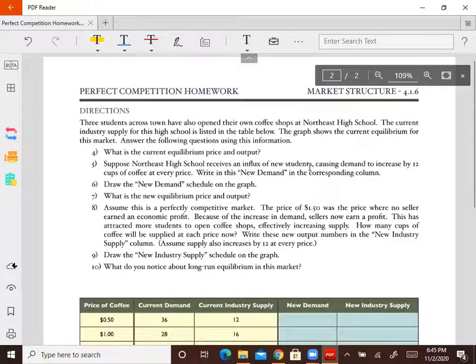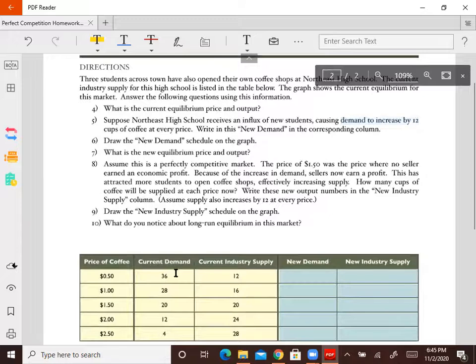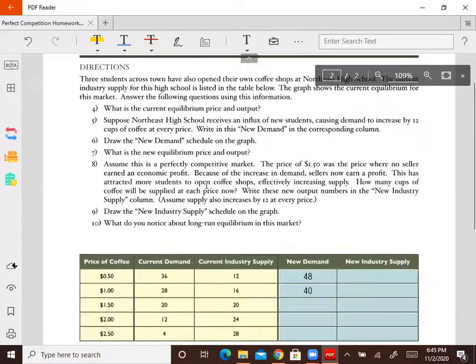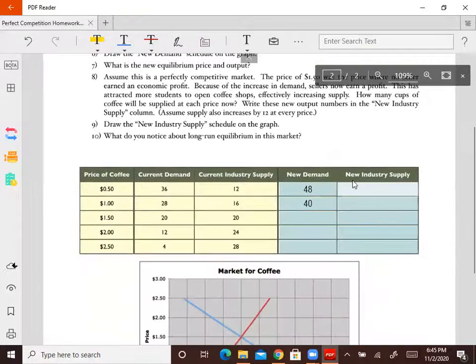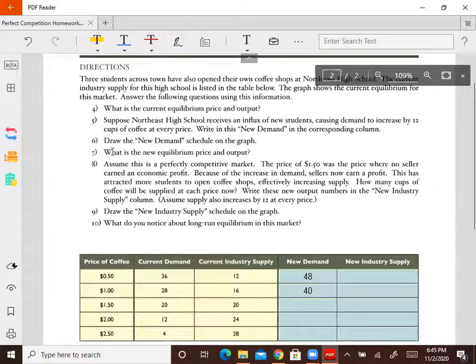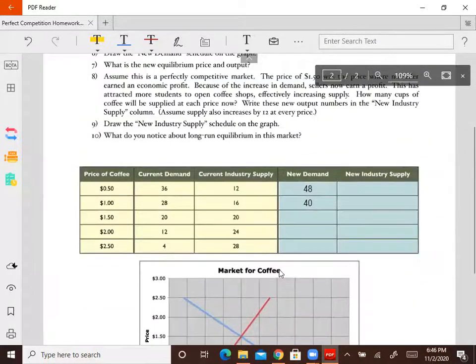Suppose Northeast High School receives an influx of new students, causing demand to increase by 12 cups of coffee at every price. Write this new demand in the corresponding column. So if your demand is increasing by 12, all you're going to do is add 12 to your demand column. So 36 plus 12 is 48. 28 plus 12 is 40. Then draw the new demand schedule on the graph. This is going to be your X, and your Y is going to be the price of coffee. So you're going to go up 50 cents and then over 48 right here. Once you draw that, you're going to determine your new equilibrium price and output, which is the new place where your demand line meets your supply.